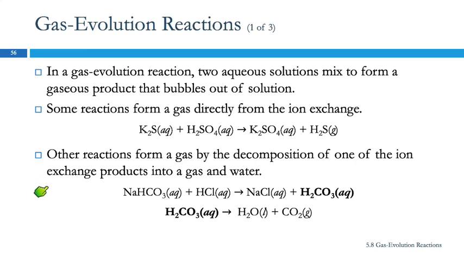Other times, the reaction forms a gas because one of the ion exchange products actually is unstable and decomposes. So here, sodium hydrogen carbonate and hydrochloric acid, that's baking soda, will make sodium chloride and carbonic acid, but carbonic acid isn't stable. And so it will decompose into water and carbon dioxide, and you'll see those little bubbles forming.